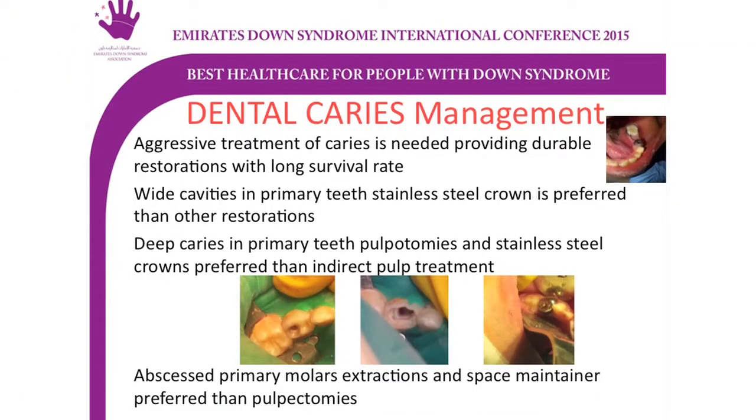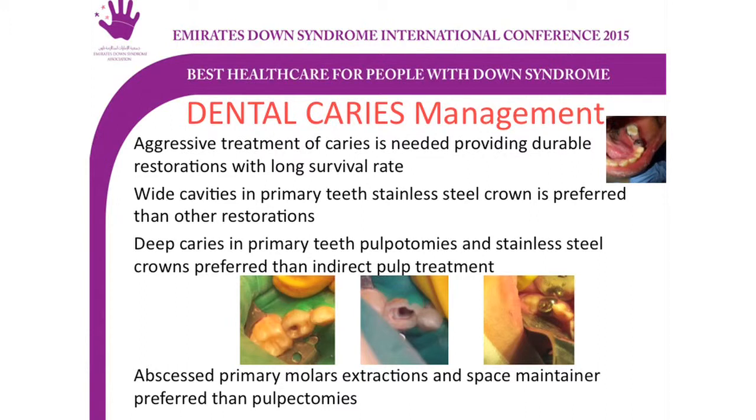If I have a Down syndrome child with dental caries, how am I going to treat this dental caries? Well, we have to be aggressive. We have to provide a very long-lasting, durable restoration, because it is not easy for us to make the child sit on the dental chair and to give the treatment. Sometimes we need to go to general anesthesia. Therefore, if I'm going to treat, I have to give a long-lasting and very durable restoration.